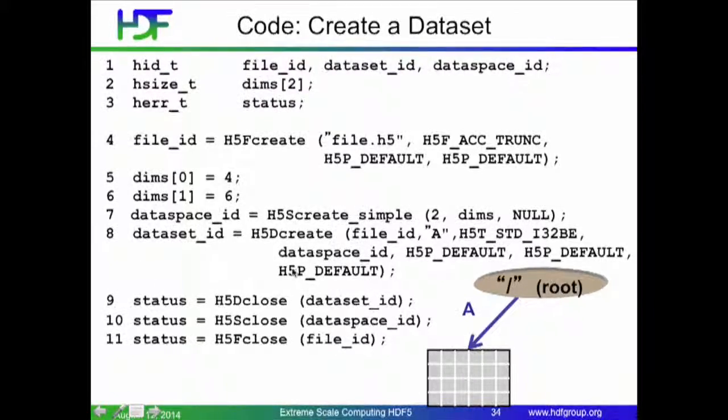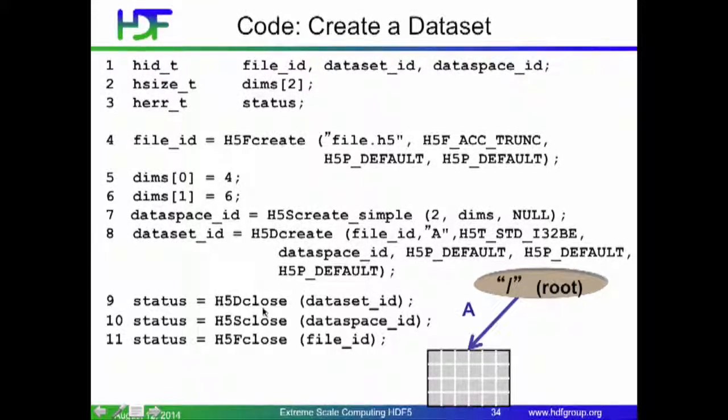You then create the data set, and we'll call this data set A. We tell it what type of integer we have. We want our data type to be the data space. This tells us that we're writing that array. And then these are the properties that we just set to default. We'll discuss what you can change these to later, for the parallel part of the talk.